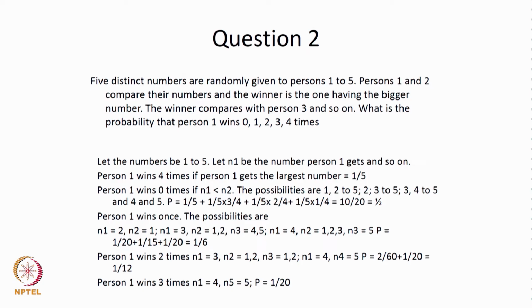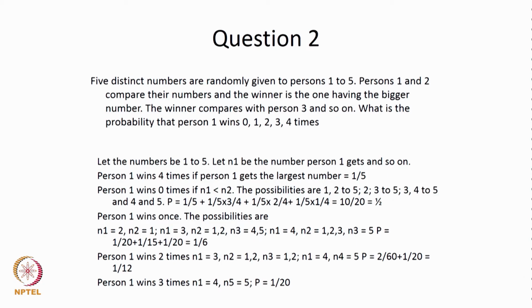only once. The other case is person 1 will have number 4, person 2 will have numbers 1, 2, 3 and person 3 has number 5. Therefore, again person 1 will win only once and then face person 3 who has 5 and therefore will lose. So, the probabilities are 1 by 20 plus 1 by 15 plus 1 by 20, which are calculated in the usual way to get 1 by 6.